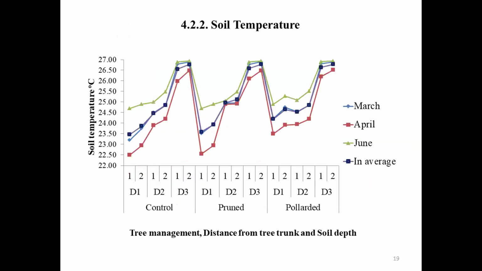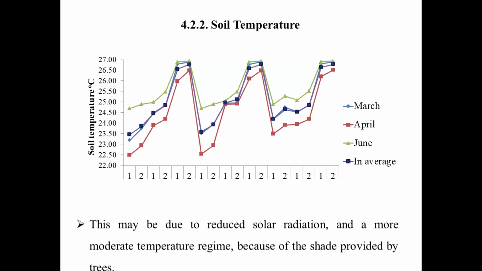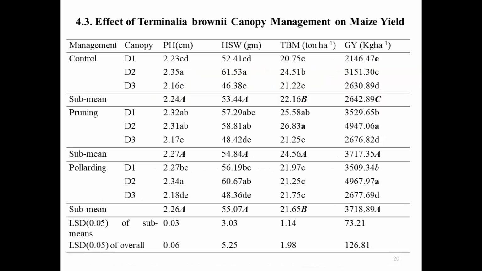The second one is soil temperature. The highest soil temperature is found in open fields under pruned, pollarded, or neither pollarded as control. When I come to the yield and yield components, the highest yield is observed at pruned and pollarded at D2, that means at the edge of the tree canopy.